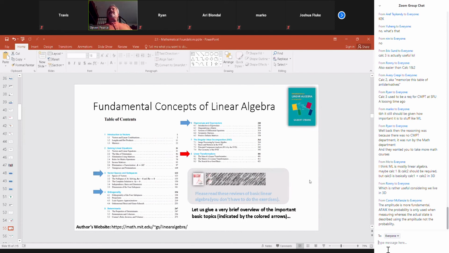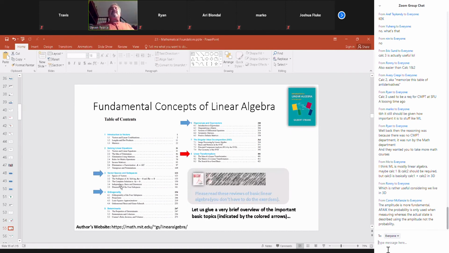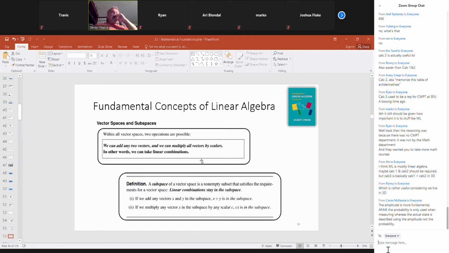You can see also this is from his textbook, Gilbert Strang's textbook. That is what's considered to be the introductory topics of linear algebra. These are the ones that are important for us: vector spaces, orthogonality, eigenvalues and eigenvectors, and linear transformations, especially linear transformations. So those are things you should review. And well, what is a vector space, right? Within all vector spaces, two operations are possible. You can add any two vectors and we can multiply them by scalars, okay? In other words, linear combinations, that's what that means.